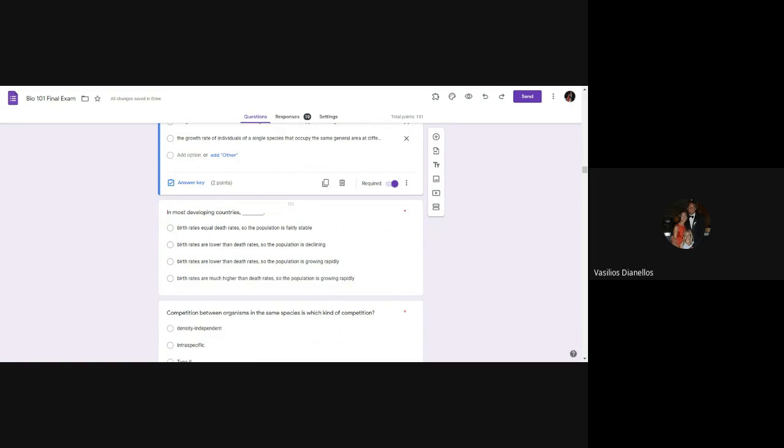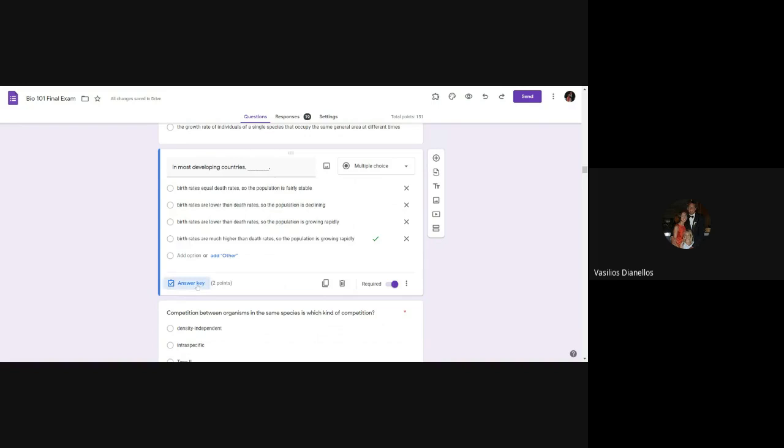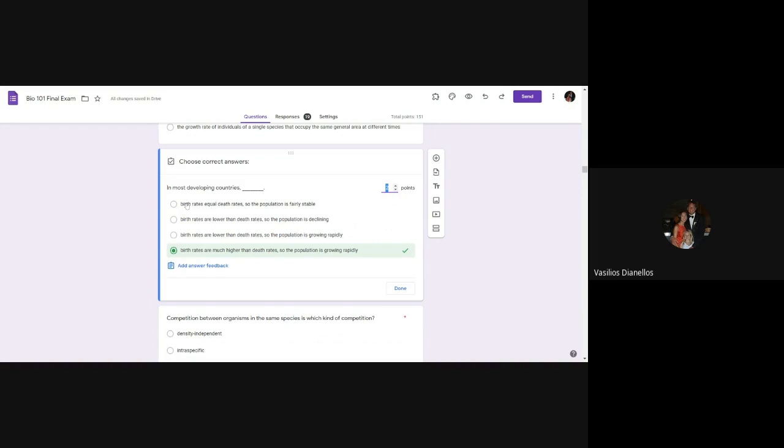And then finally, the birth rates are much higher than death rates, so the population is growing rapidly. That is the correct answer. Boom. That is the correct answer. Now, if you chose the top one, birth rates equal death rates, you would get partial credit. If you chose this one, birth rates are lower than death rates, so population is declining, you would get partial credit because, again, at least that makes sense. If you chose birth rates are lower than death rates, so the population is growing rapidly, you got 0 points. You did not get any credit because that makes no sense.